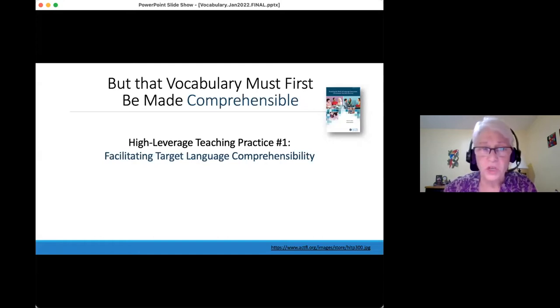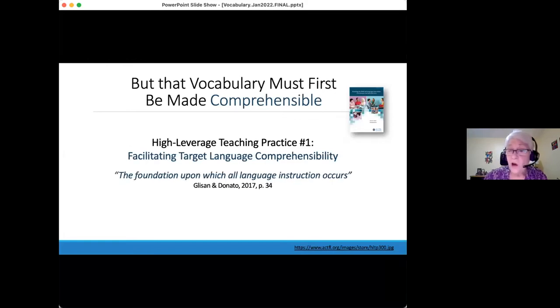Let me take a moment to remind you what High Leverage Teaching Practices are. These are the practices that are specific to our field of world language education, that research has shown have the most powerful impact on students' learning in our field. And facilitating target language comprehensibility is number one for a reason. As the authors state, it is the foundation upon which all language instruction occurs. So if we think back to vocabulary as being about the foundation upon which language learning occurs, well, then we have to start by making it comprehensible to learners.